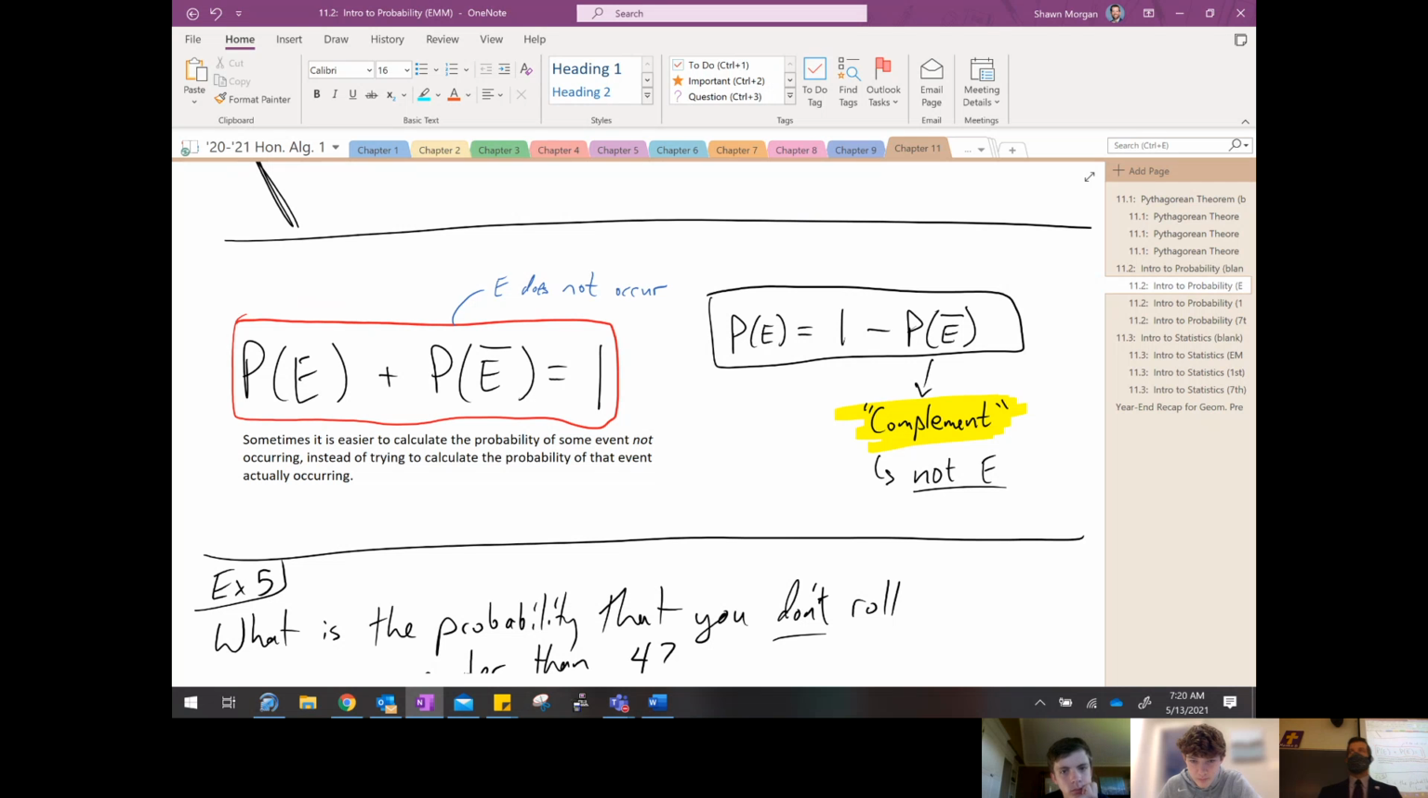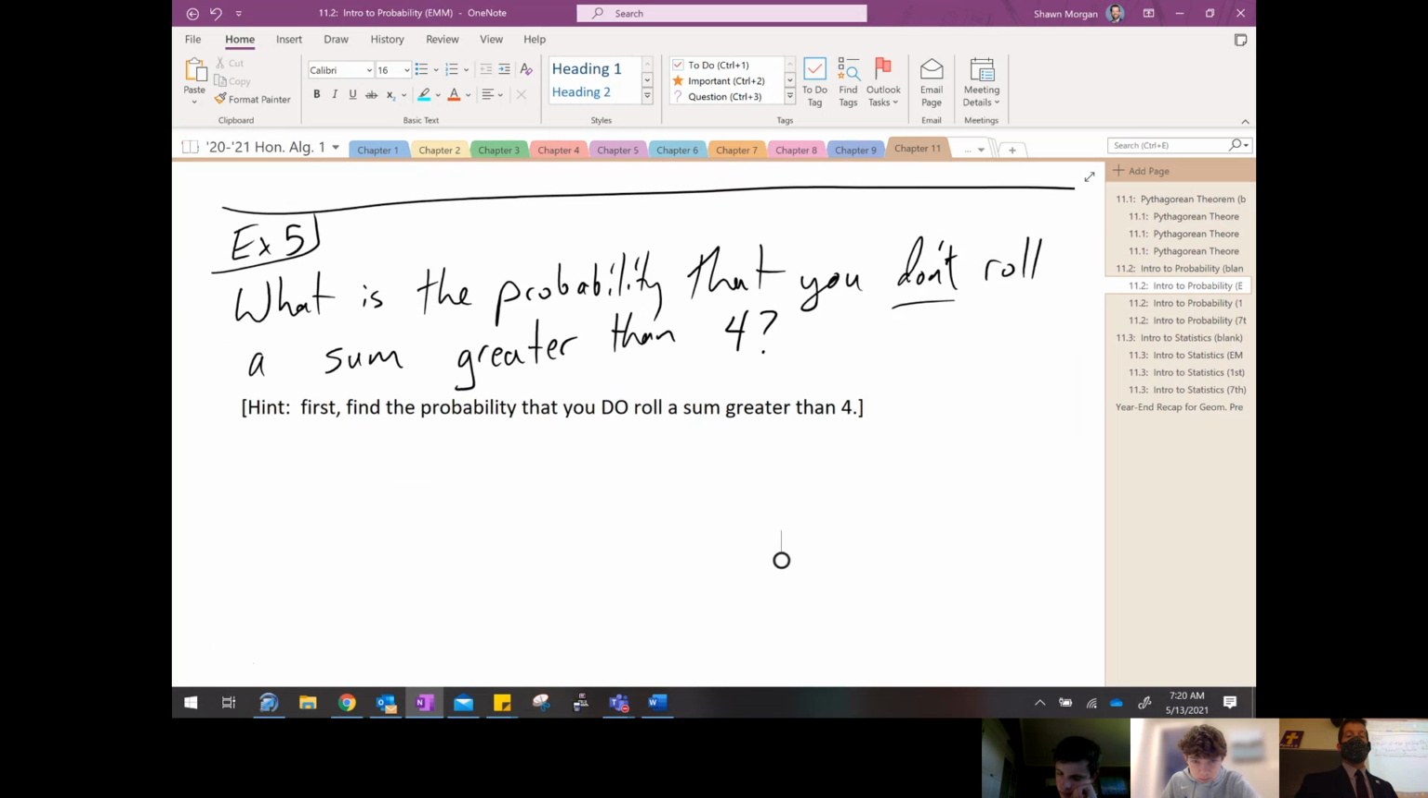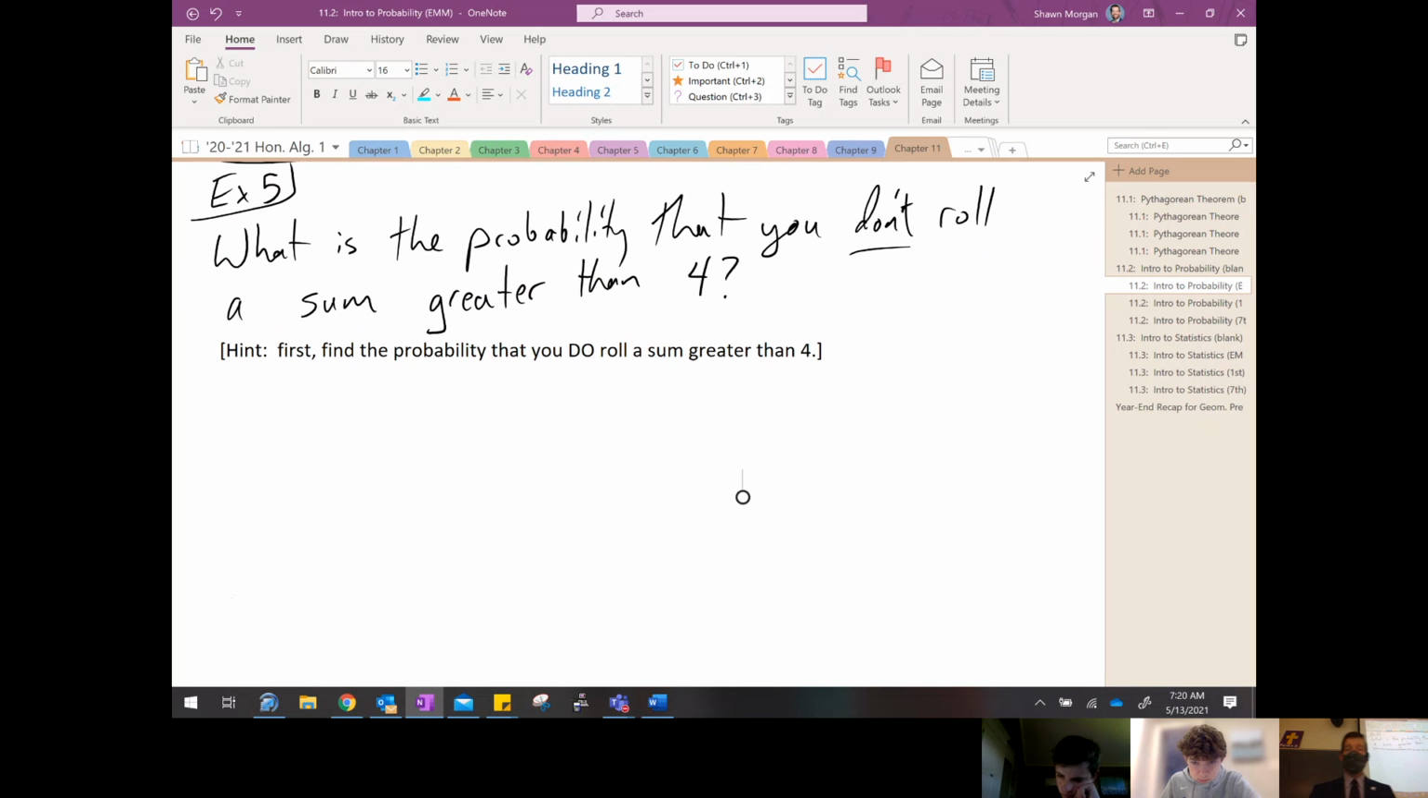Like, what are the chances that it rains today? 20%? Okay, what are the chances that it doesn't rain today? 80%. You know what I'm saying? So that's a basic principle with probability that we can use to sneak in the back door on a problem like example 5. I'll show you what I mean. It says, what is the probability that when you're rolling dice you don't roll a sum greater than 4? Okay, I just rolled a 5, so I got it done. Actually, I guess I didn't get it done since it says don't. The hint says, find the probability that you do roll a sum greater than 4.